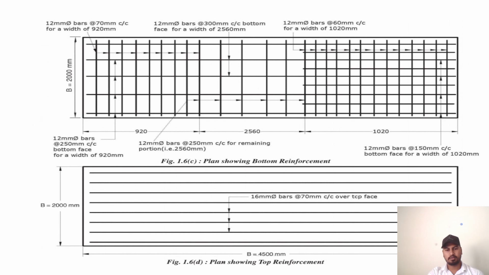Now next we can see the plan showing top reinforcement. So this is how the top reinforcement looks. The distribution of the main reinforcement is 16 mm dia bars at 70 mm center to center over the top face.